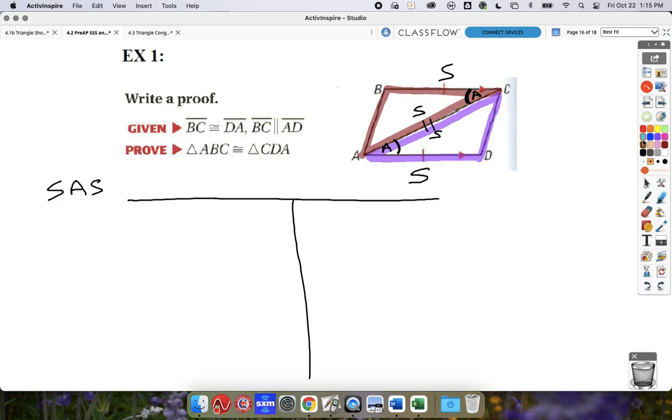Let me find the right color. Baby blue. Okay, so number one. Y'all see that color okay? Side BC is congruent to side DA.